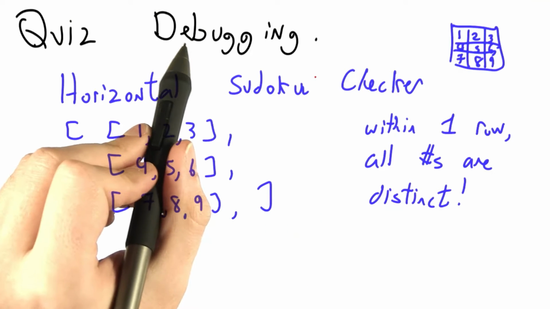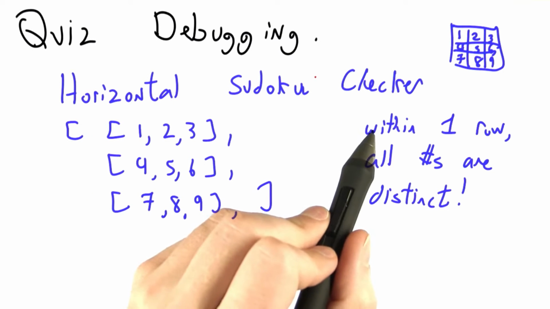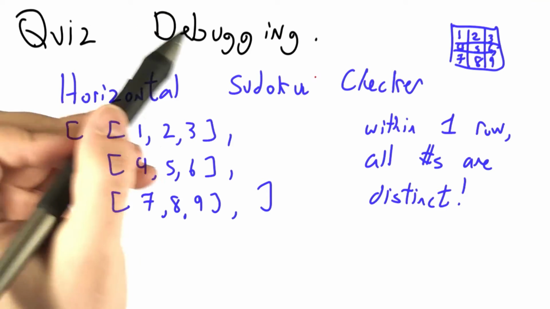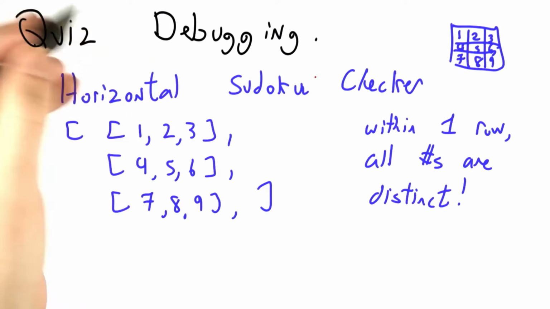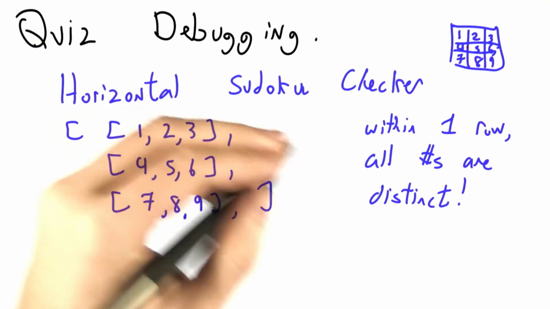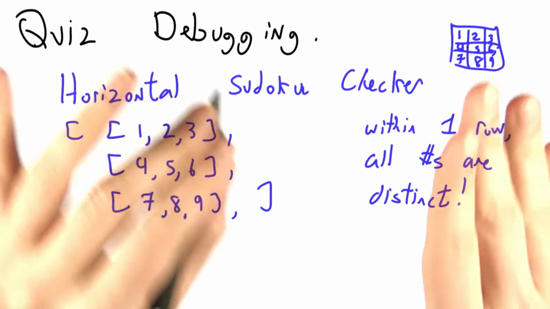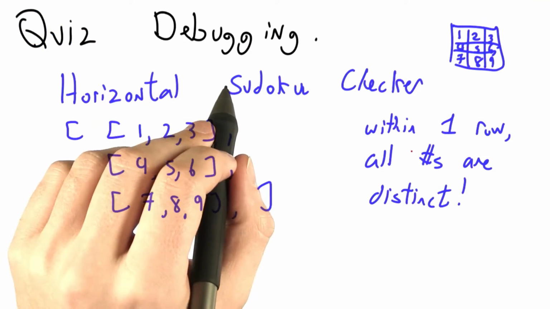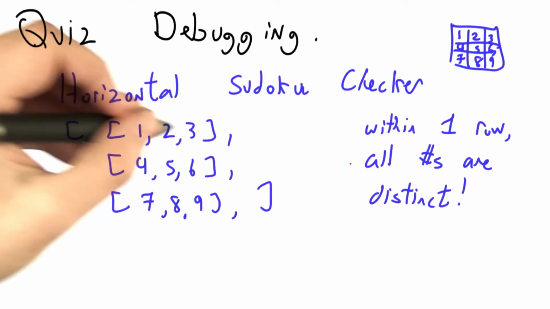Now let's get a little more practice with debugging. Suppose someone asks you to write a Sudoku checker. Sudoku is a common pencil and paper game, also often seen on the computer, in which you fill in grids with numbers according to certain rules. If you haven't seen Sudoku before, it doesn't matter. We're not going to do full Sudoku. We're going to do a very simple subset of it.